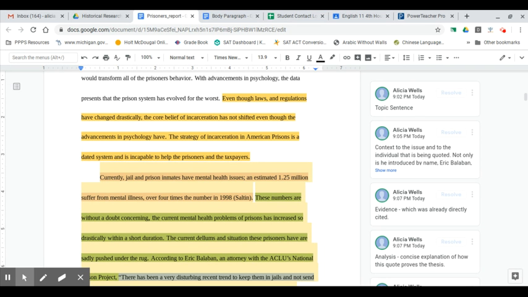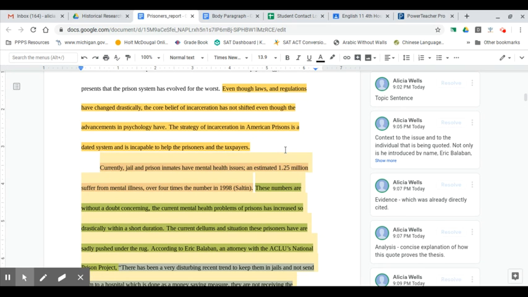This is the one about prisons and those incarcerated in prisons. And if we look at the top, we have our thesis statement. It actually is kind of a two-part thesis. And it says, starting here, "Even though laws and regulations have changed drastically, the core belief of incarceration has not shifted, even though the advancements in psychology have.